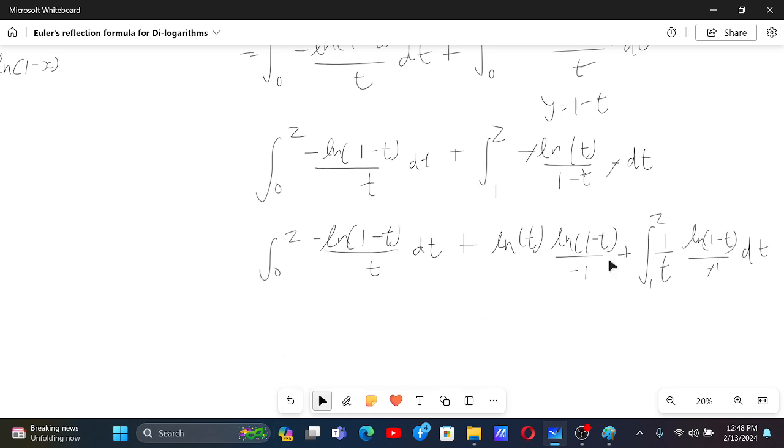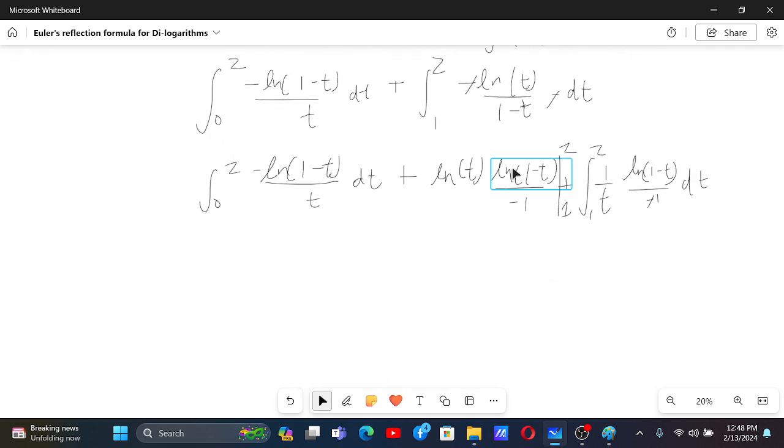Okay, now this should be evaluated from 1 to z. Now note that at 1, this is ln of 1 into ln of 0, which is 0 times infinity. So you have to take a limit. And if you just try the limit using the series expansion of ln(1 - t), you will see that that's actually 0.